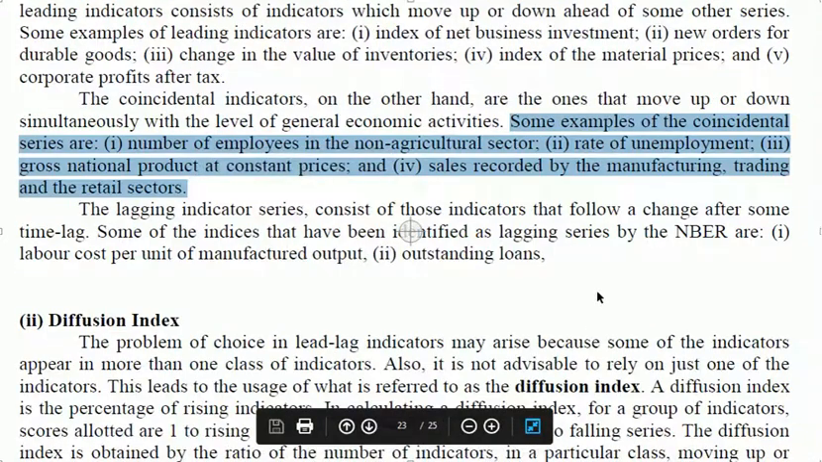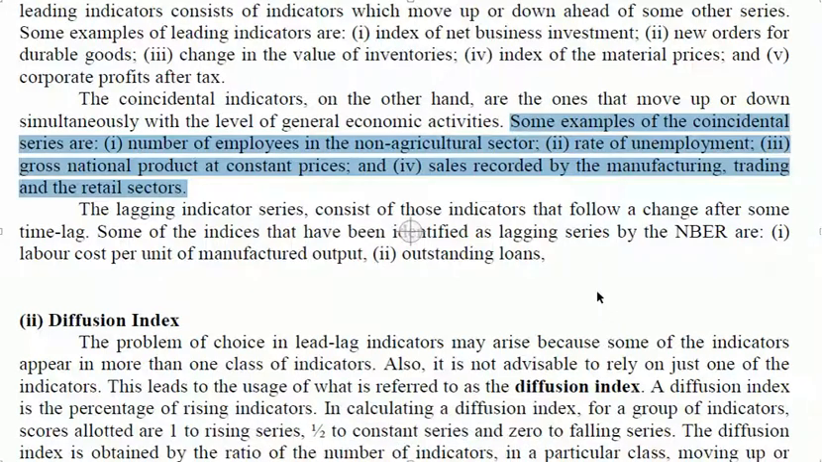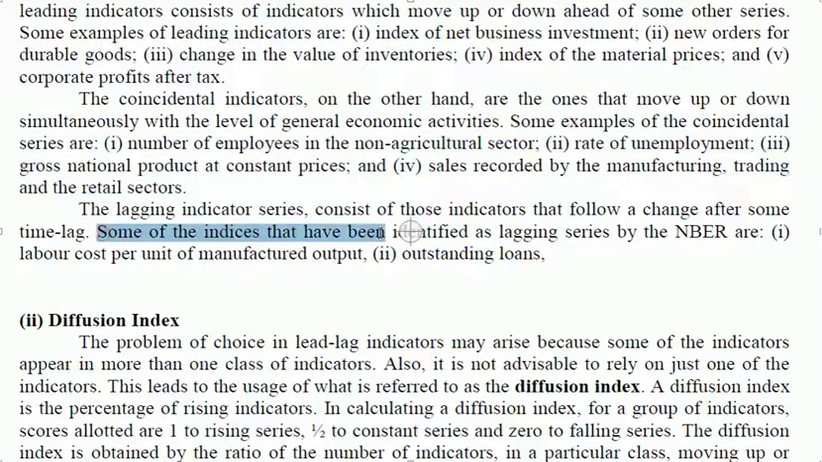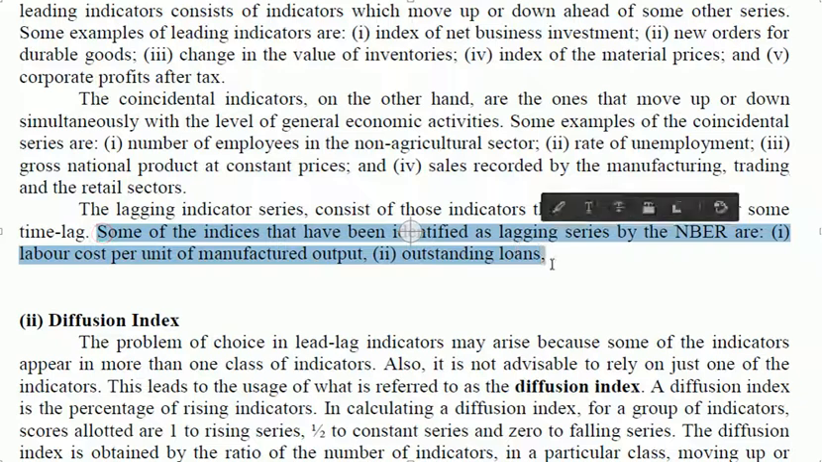And then the coincidental indicators are those indicators which are together with the demand. For example, how the employees are increasing or decreasing in the non-agricultural sector, what is the rate of unemployment, what is the sales being recorded. So when there is a demand, the sales will be happening parallelly. When there is no demand, the sales will not be happening. So they are coincidental, they are going hand in hand.